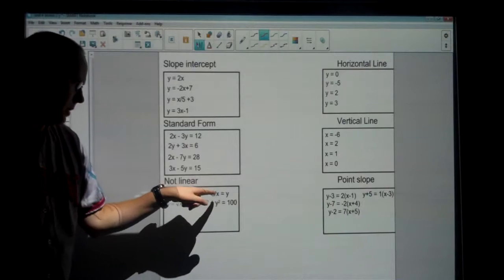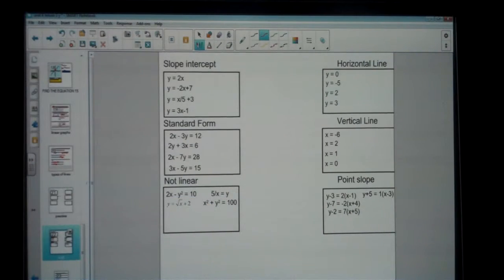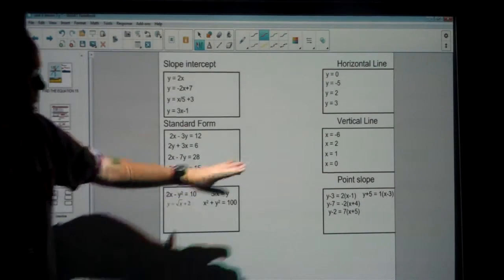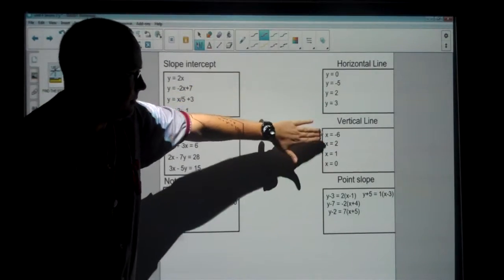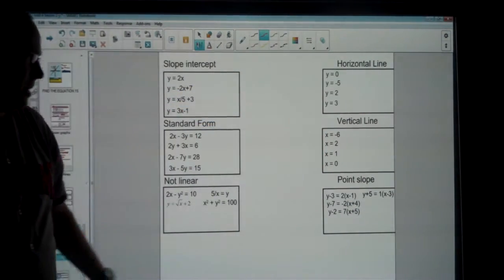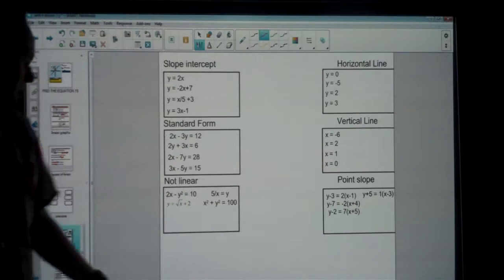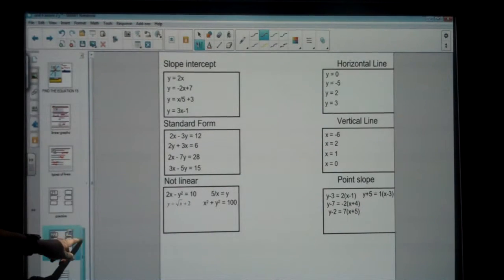And this one, if we multiply both sides by x, we get 5 equals xy. We can't have x and y multiplied together. Horizontal lines, y equals a number. Vertical lines, x equals a number. And point slope, my clue is those parentheses.